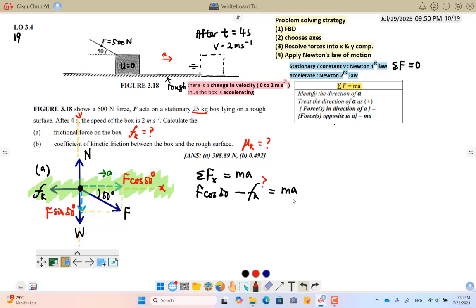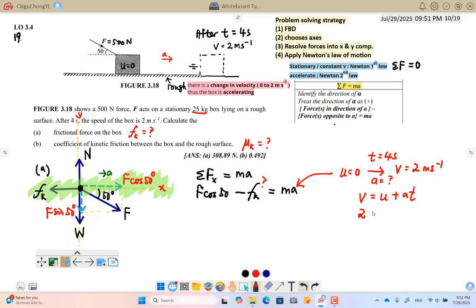So I need to calculate the A. So how am I going to calculate this A? Because I know the change of velocity, whereby the velocity changes from 0 to a final value of 2 meter per second within a time of 4 seconds. So I can calculate the A using the kinematic equation V equal to U plus AT.